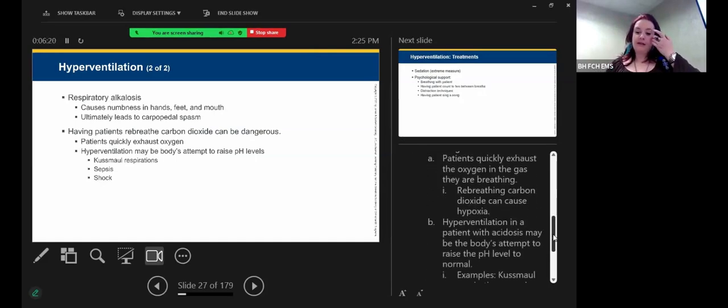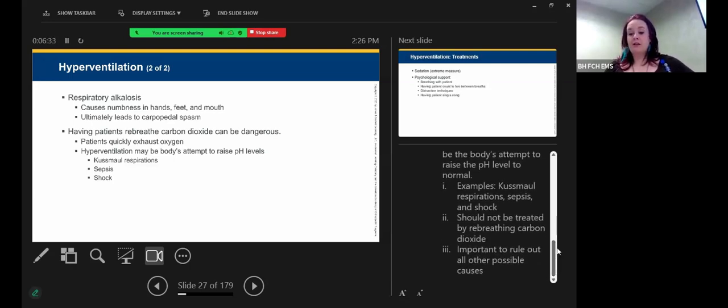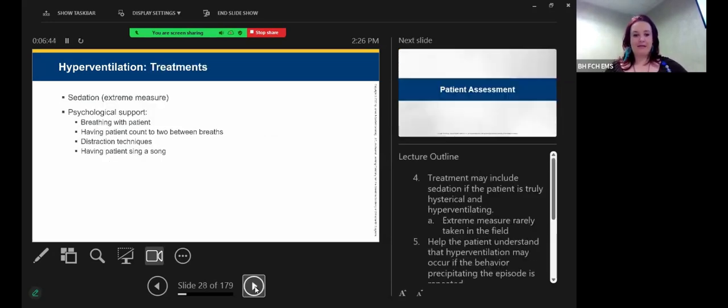Patients quickly exhaust the oxygen in the gas they are breathing. Rebreathing carbon dioxide can cause hypoxia. Hyperventilation in a patient with acidosis may be the body's attempt to raise the pH level to normal. Examples are Kussmaul's, sepsis, and shock. These should not be treated by rebreathing carbon dioxide, and it's important to rule out all other causes, so your H's and T's.